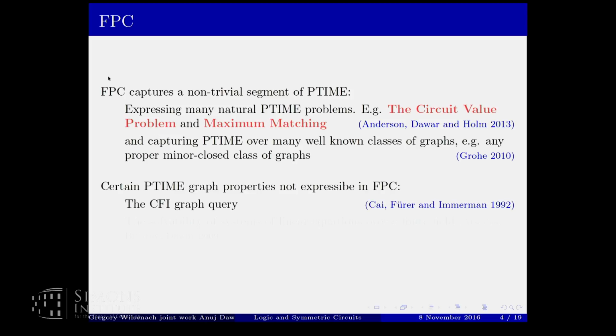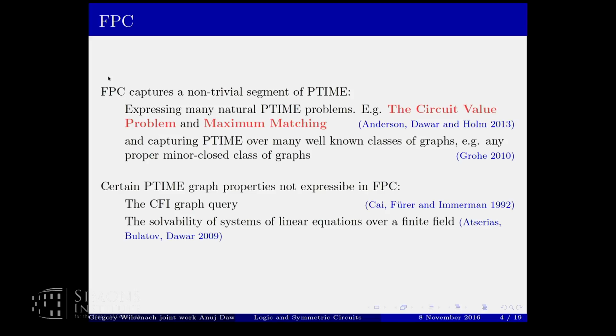Unfortunately, FPC turns out not to capture the whole of P-time. The CFI query by Cai, Fürer and Immerman acts as a counterexample, something computable in polynomial time but not expressible in FPC. And later work by Atserias, Bulatov, and Dawar showed that there's a rather deep connection between these CFI queries, and they really are plural. Although the initial one was constructed, it turns out that you can find a family of CFI queries.